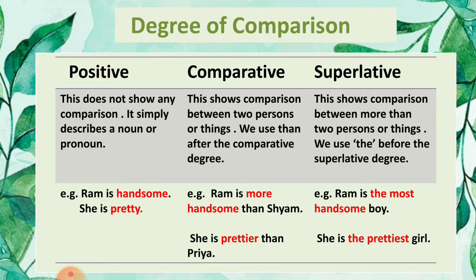Again we have one more example. She is prettier than Priya. Now here she is compared to Priya, right? And hence we use the comparative degree, that is prettier, and prettier is followed by than.